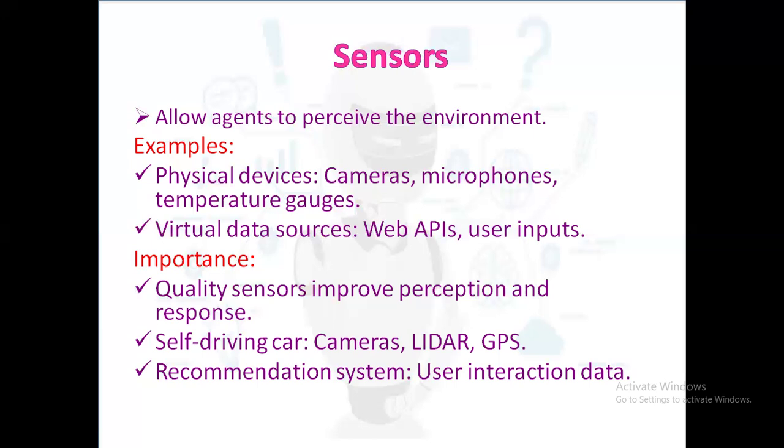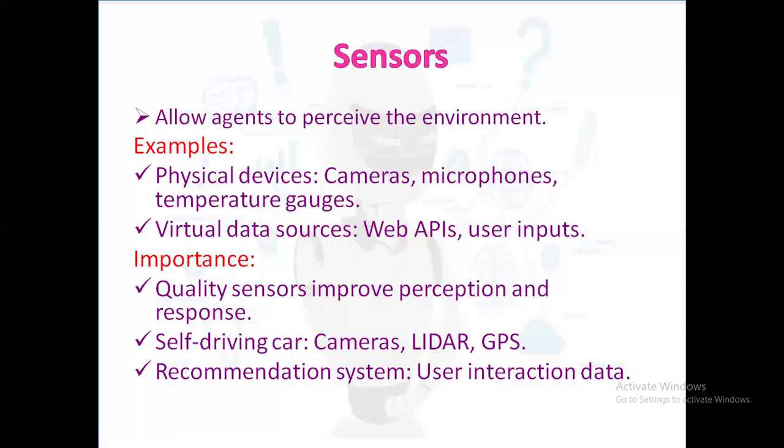Virtual agents rely on data sources like web APIs or user input to perceive and understand the environment. The quality of these sensors is crucial, as high quality sensors enhance the agent's ability to perceive accurately, leading to more effective responses. For example, a self driving car uses cameras, LIDAR, and GPS to perceive its surroundings and navigate safely, while recommendation systems rely on user interaction data to understand preferences and suggest relevant content. In both cases, perception is essential for the agent to act intelligently and meet its objectives.